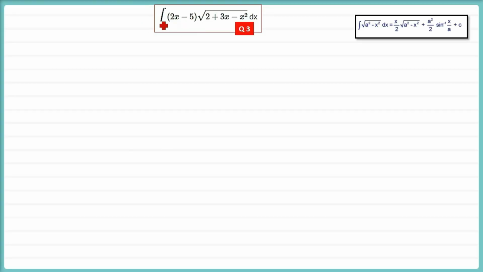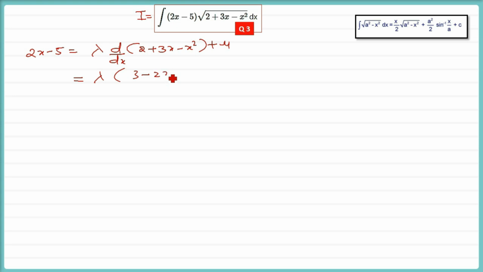Next one is integration of 2x minus 5, under root 2 plus 3x minus x square. Now here will be some effort because in 2 plus 3x minus x square, we have a negative x square. So d by dx of 2 plus 3x minus x square has to be multiplied by lambda and mu in order to equate this with 2x minus 5. So we are trying to represent 2x minus 5 as the differentiation of the inside term of the root. What is the differentiation of 2 plus 3x minus x square? It will be simply 3 minus 2x. This is the differentiation, plus mu. Lambda and mu, we have symbols. You can use any other symbol, but this is the normal traditional way we do it.